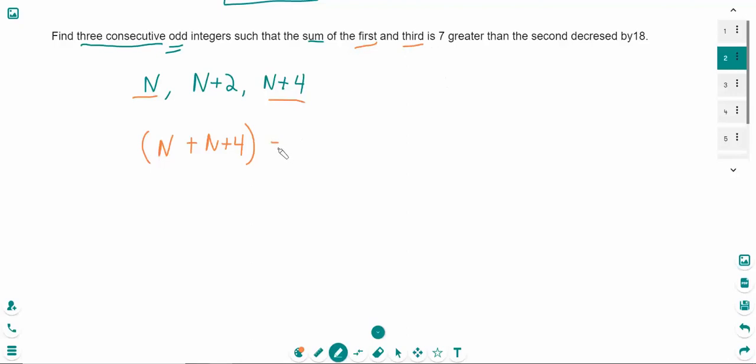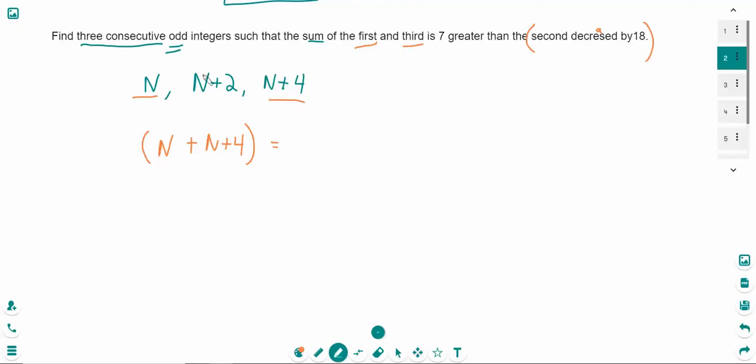Is, in this case there isn't any multiplication, we're already to the equals 7 greater than the second, decreased by 18. That's a typo, should be an a in there. So we have 7 greater than, all right, so it's something has 7 being added to it. So what's having 7 being added to it? Well, it's greater than the second, but it's more than that. It's greater than the second decreased by 18, all right? So it's 7 greater than the second decreased by 18.